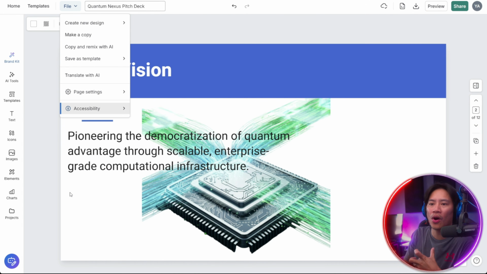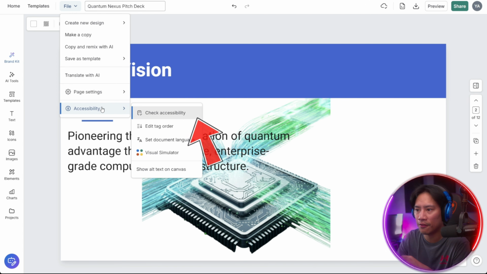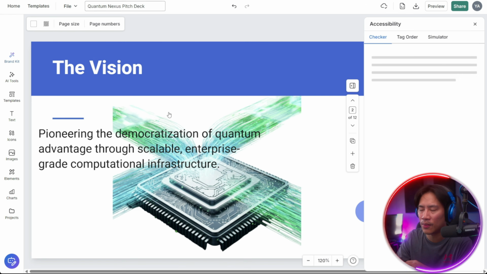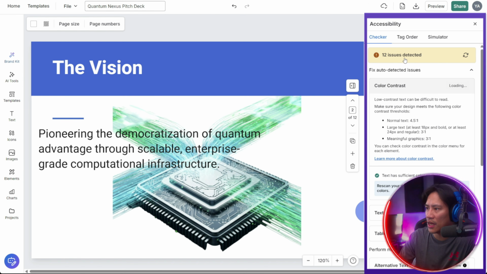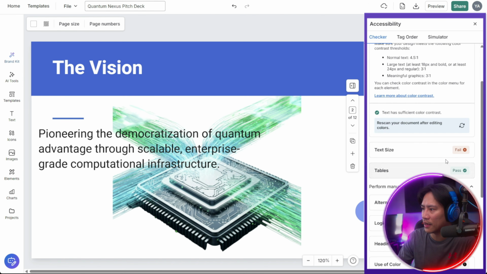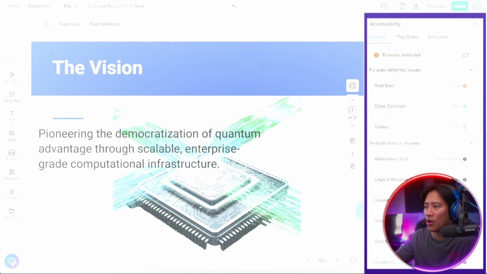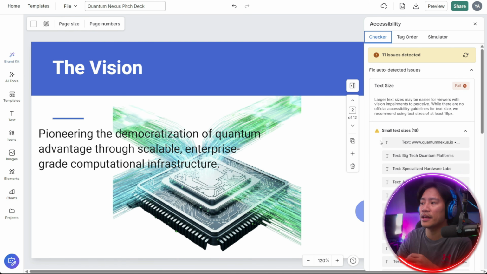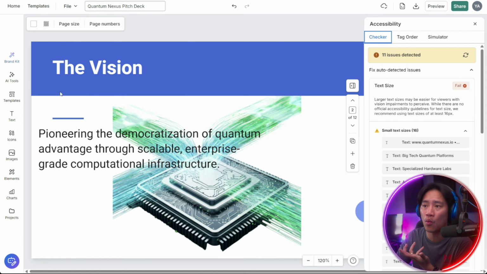Okay, so now we could already export this one. Now we will go to File and Accessibility. If we click on this one, check accessibility right here. So you could check your design right there. 12 issues detected, text size failed. You could fix that there. Color contrast. Okay, it's fixing all. This accessibility is basically a reminder that you could go ahead and check. It checks a lot of different things that it feels need to be fixed, but it's all up to you if you want to fix it or not.